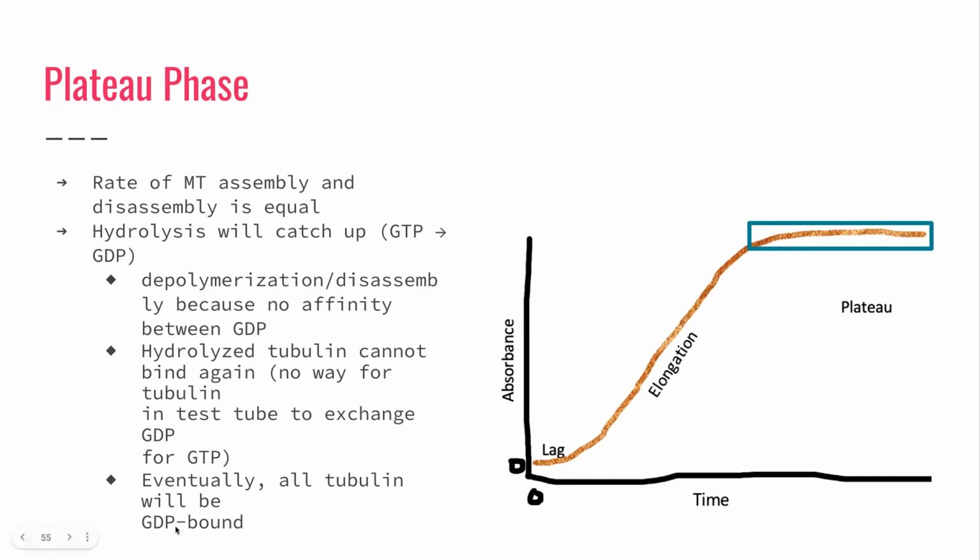Sorry, this is where James is going into, which is where the plateau phase, once all of the GTP bound tubulin is hydrolyzed, it will be bound to GDP, so then depolymerization occurs. But basically this plateau phase is where microtubule polymerization and depolymerization is happening at the same rate.